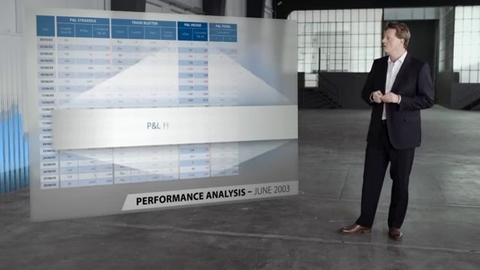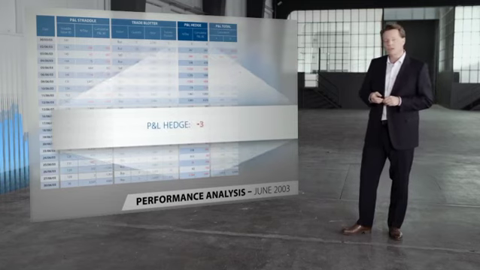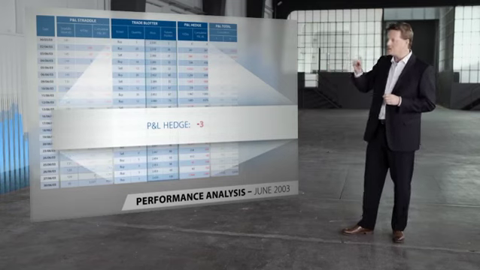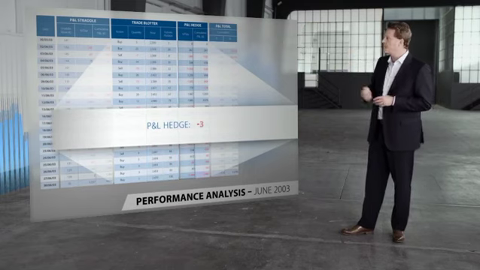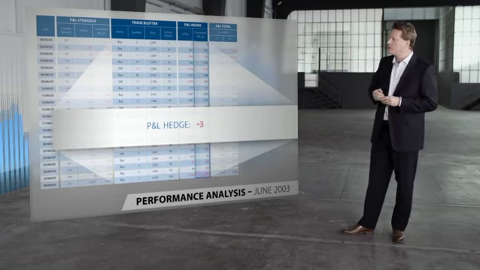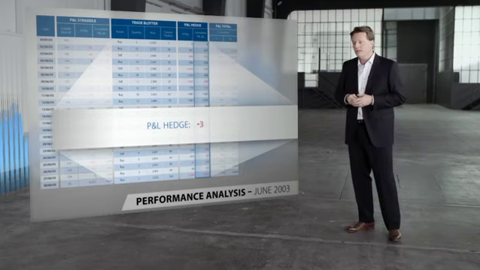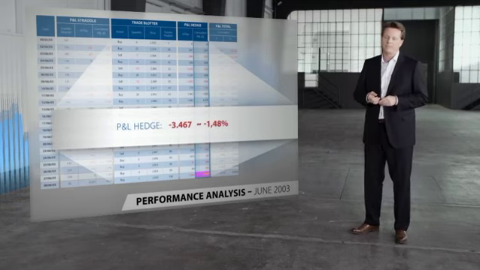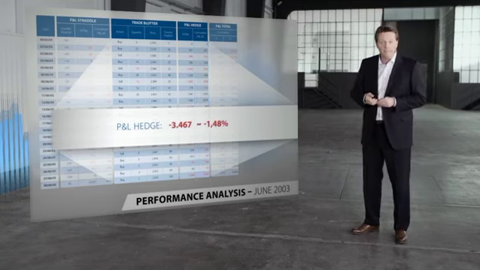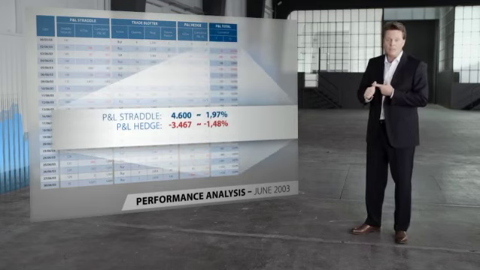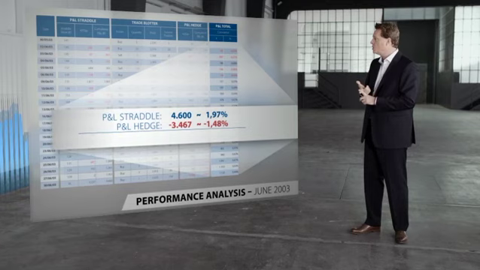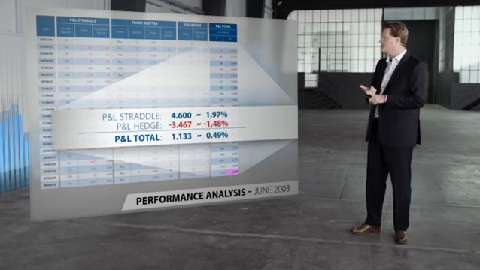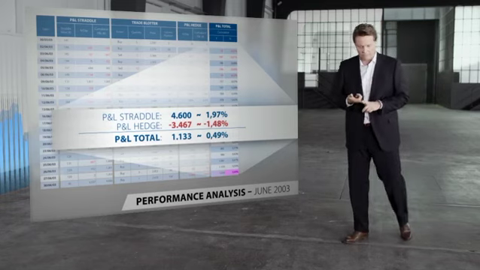Now we have to compute the P&L of our futures portfolio. For that, we have to multiply the futures position that we carried from one day to another with the price change realized during that one-day period. We do this on a day-by-day basis, and we also show the cumulative performance of this process. And we see that during the month of June, the hedge portfolio produced a loss of 3,467 euros, which corresponds to 1.48%. All that is left to do now is to add up both results. 1.97% gain on the straddle minus 1.48% loss on the hedge makes a net result of 0.49% or 1,133 euros.